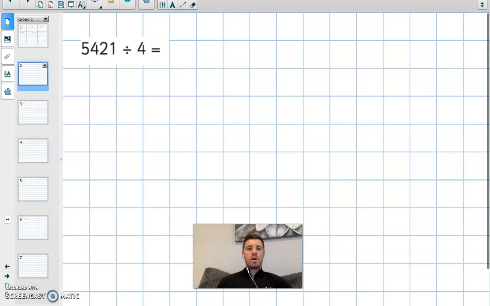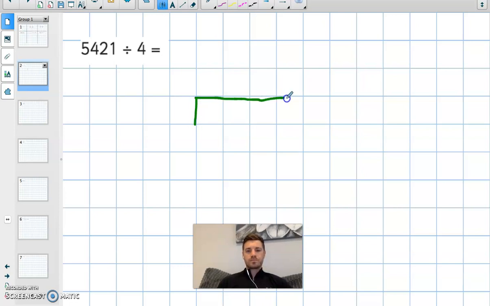So, question number 1, you are dividing a 4-digit number by a 1-digit number, so this needs to go into the bus stop method, and 5,421 is going to go inside the bus stop, and then the 4 needs to go on the outside, and then what we need to do is see how many of 4 go into each digit.